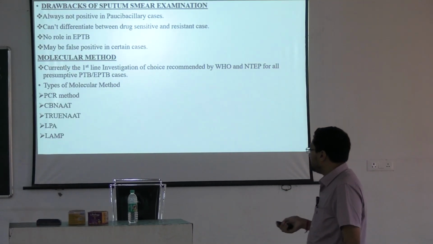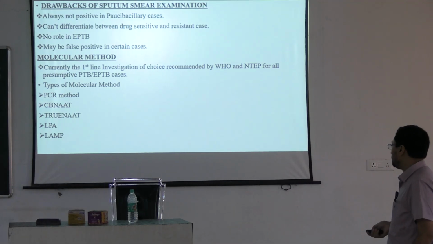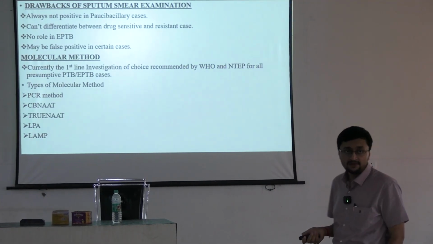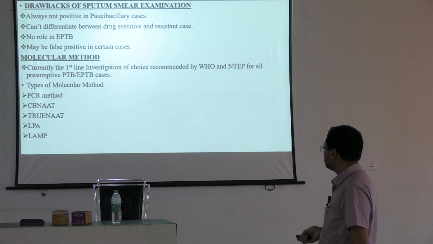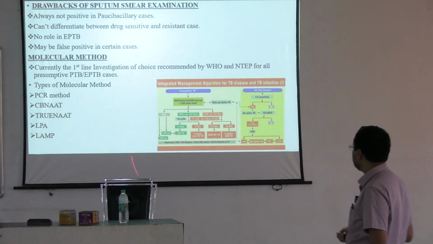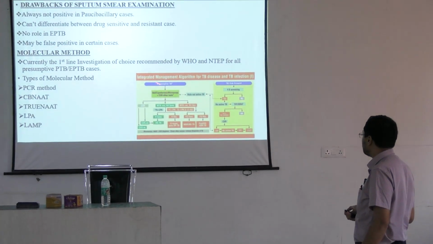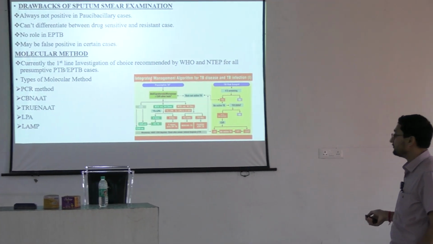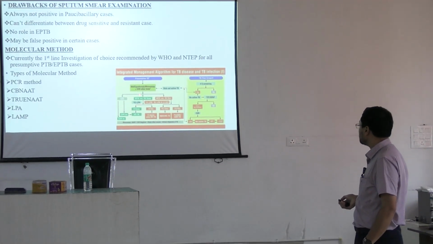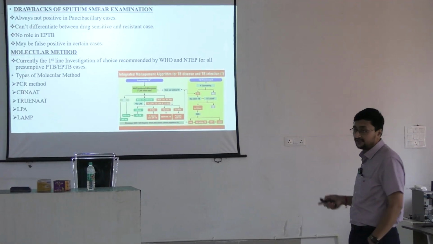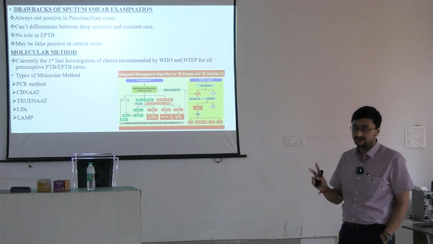And LAMP, that means, this is not available nowadays in India, but LAMP can be done, okay? And this is the integrated management algorithm of TB, right? So if you are suspecting a case, that means this is a case of presumptive tuberculosis. In all cases of presumptive tuberculosis, CBNAAT at the first line, X-ray and CBNAAT are important first line investigations.